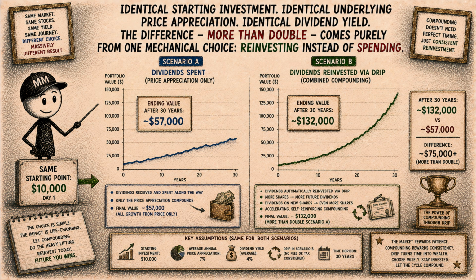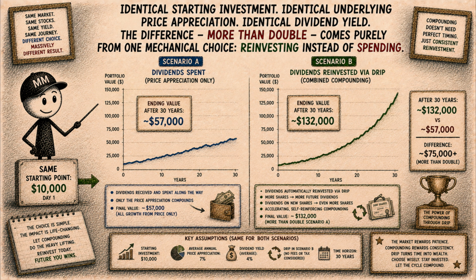A specific illustrative calculation using standard conservative long-run assumptions. Assume an initial investment of $10,000 in a diversified dividend-paying equity portfolio with an average dividend yield of 3% and average annual price appreciation of 6%, held for 30 years. These are standard, conservative, illustrative assumptions, not a guarantee or prediction of any specific fund's actual future performance.